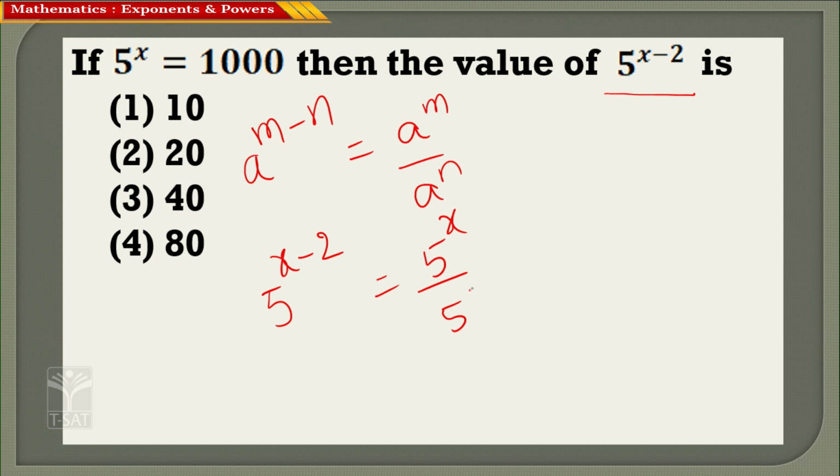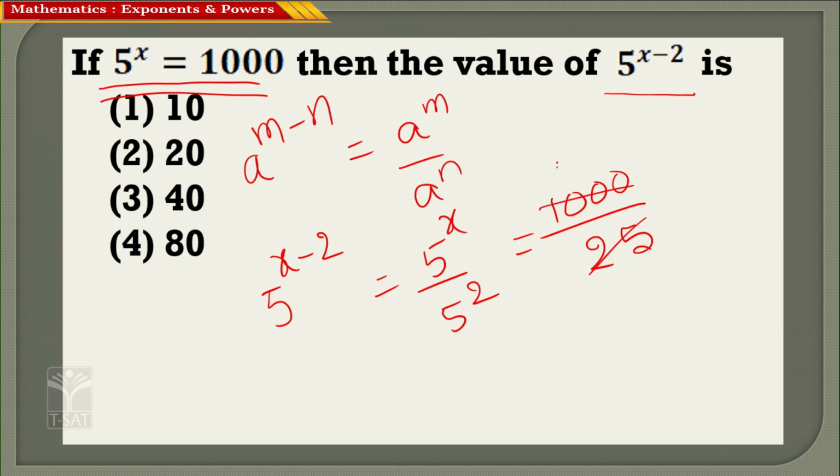by 5 power 2. And what is the value of 5 power x? As per given data, 5 power x is 1000. So 1000 by 5 square means 25. So what else? Here it is simply calculations. We know that it is 40 times. So we can observe that the value of 5 power x minus 2 is 40. Okay. This is the way in which by using the laws of exponents which you have learnt in your classroom, you can solve this problem.